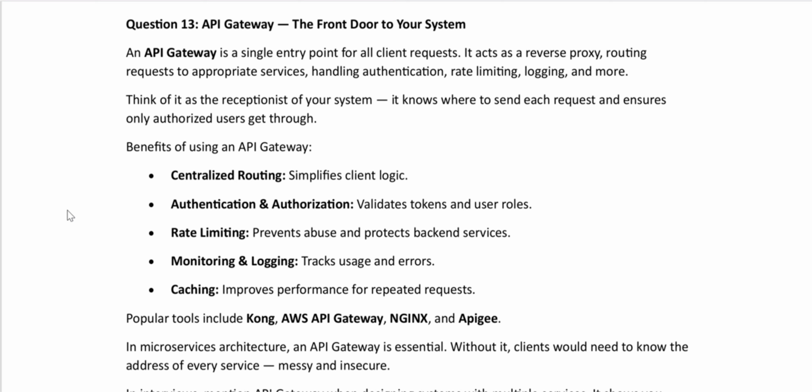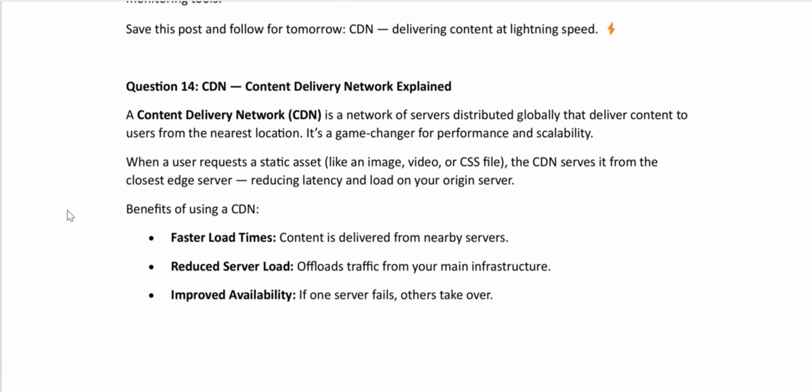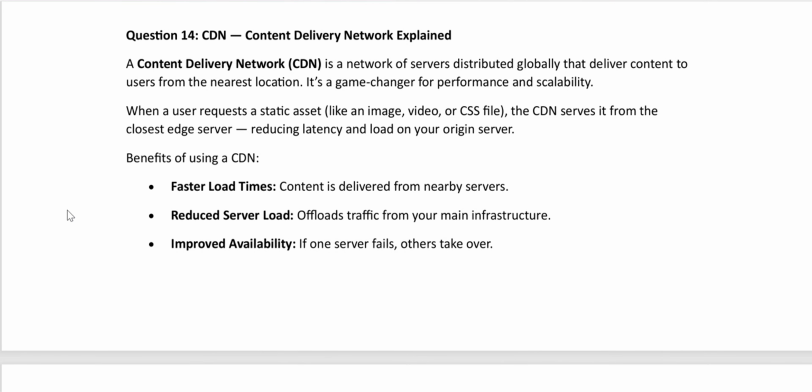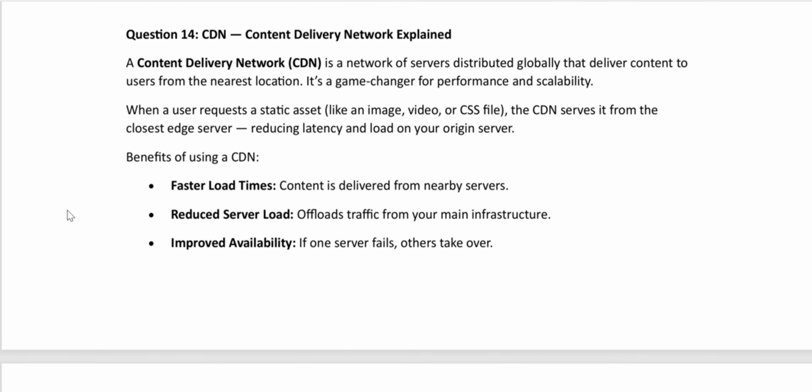Moving to the next question, CDN, Content Delivery Network. A Content Delivery Network is a network of servers distributed globally that deliver content to the user from the nearest location. It is a game changer for performance and scalability. When a user requests a static asset like an image, video, or CSS file, the CDN serves it from the closest edge server, reducing latency and load on your origin server.